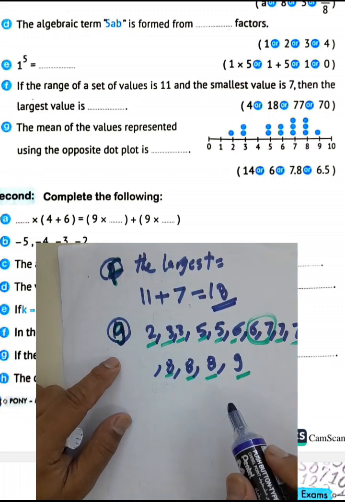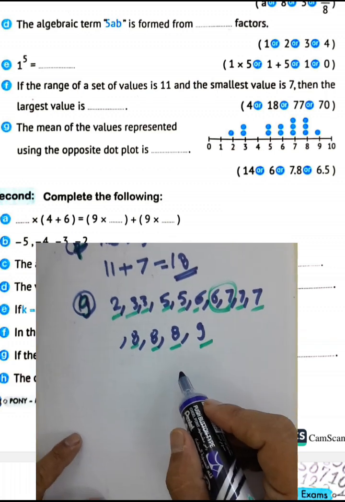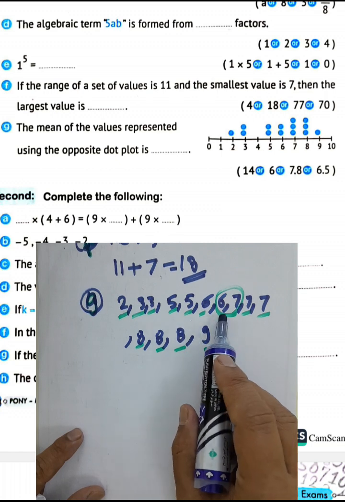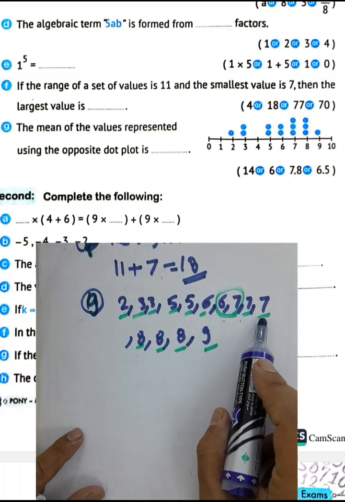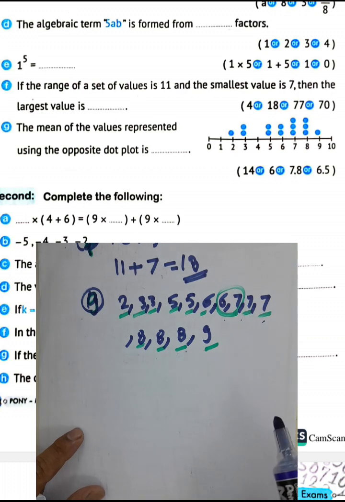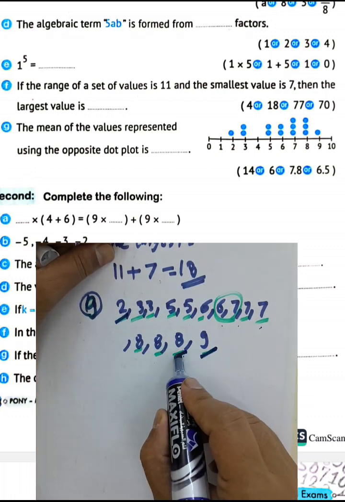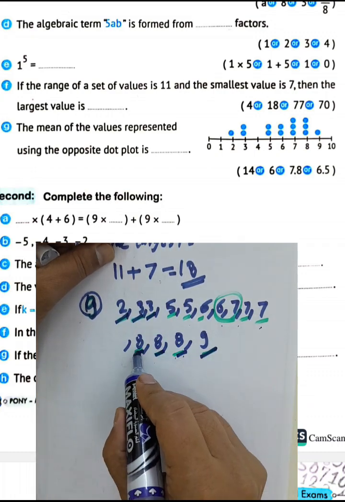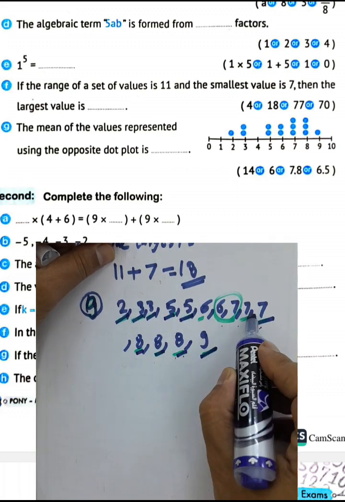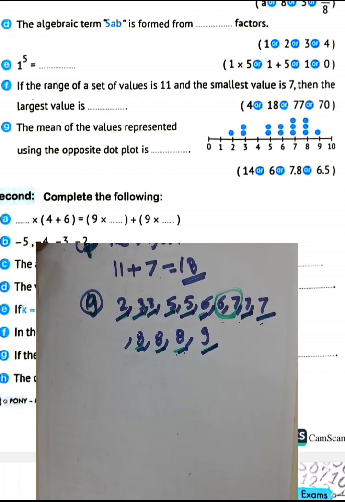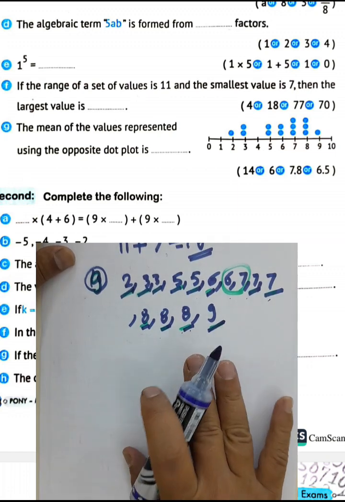G, the mean of the values. Count with me again. We have 2 and 3 repeating twice, 5 twice, 6 twice, 7 three times, 8 three times, and 9 once. And then we want to find the mean here. Cancel number by number, this number by this number. Then we have 6 and 7 in the middle. Understood? To find the mean, you must arrange.